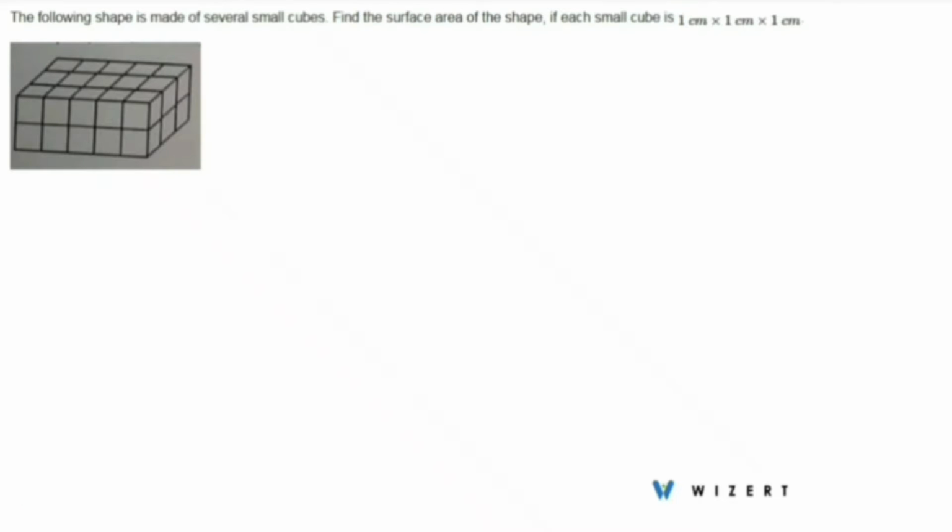We have this question here. The following shape is made of several small cubes. Find the surface area of the shape if each small cube is 1 centimeter by 1 centimeter by 1 centimeter.